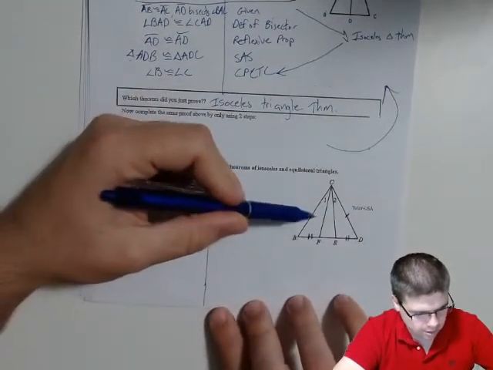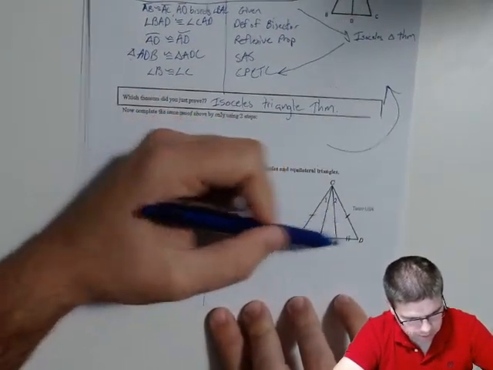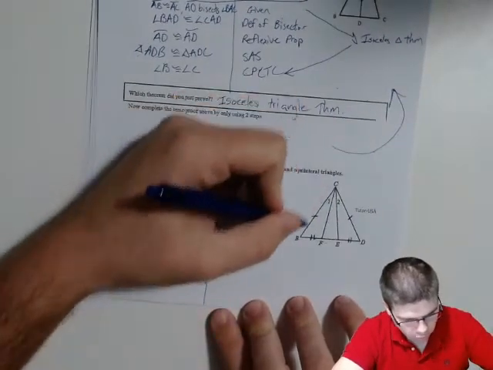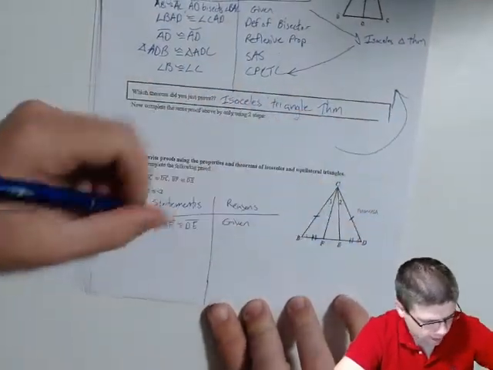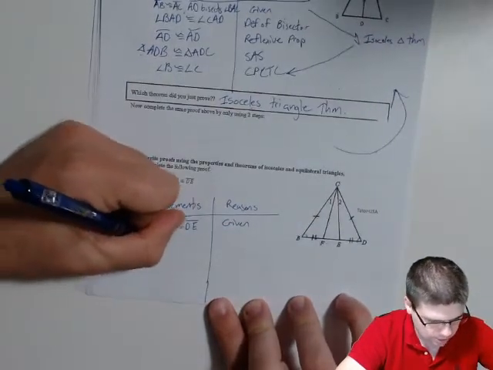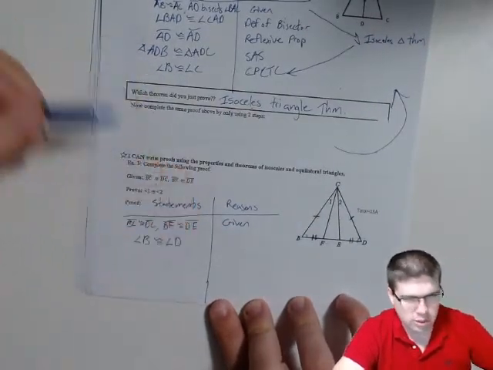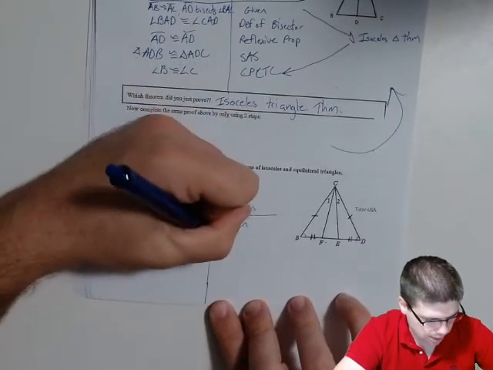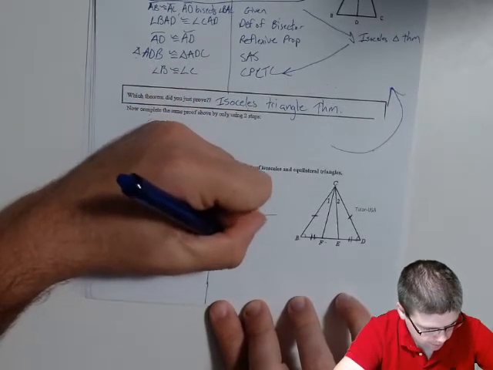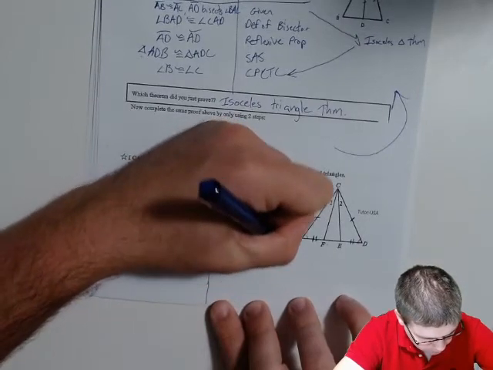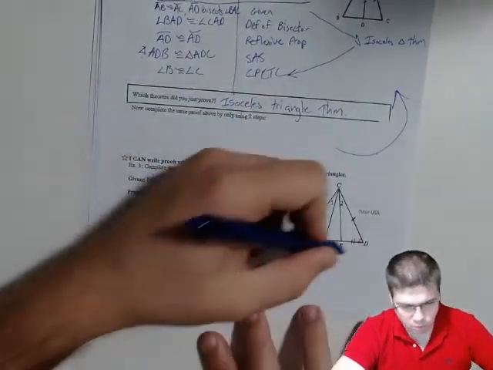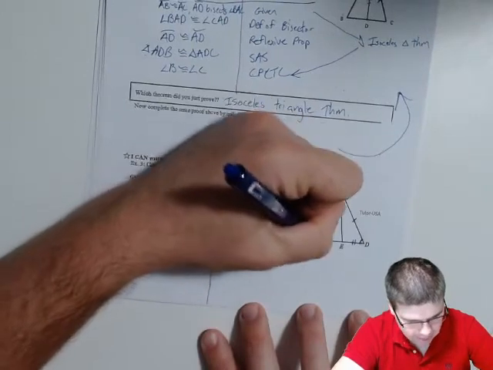All right, so we got that side is congruent to that side is congruent to that side. So we actually have one giant isosceles triangle, so we can say angle B is congruent to angle D, and we can do that shortcut of the isosceles triangle theorem. And once we have that, we've got a side, an angle, and a side.